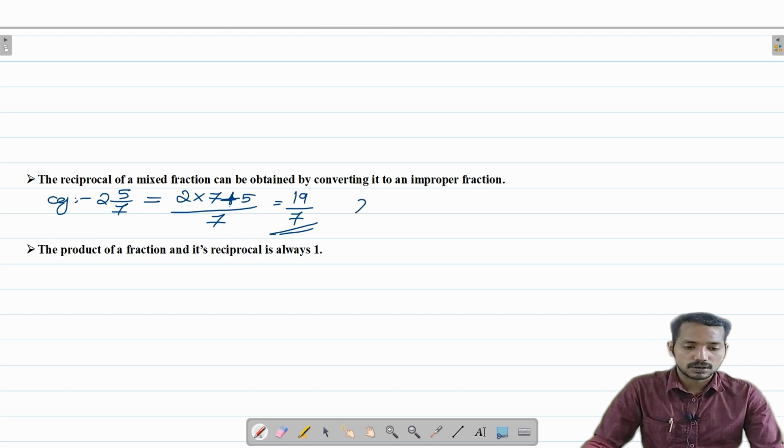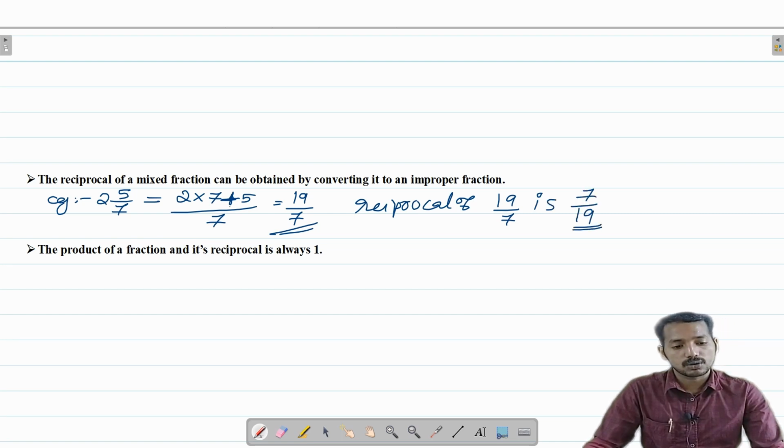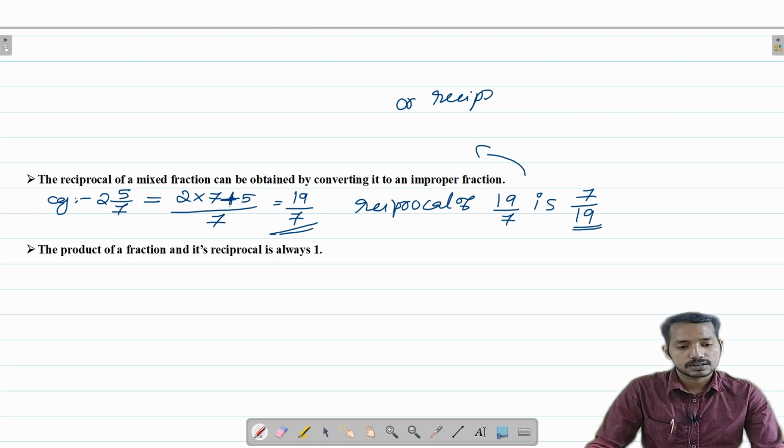Now the reciprocal of 19 divided by 7 is 7 by 19. Ultimately we can write, or we can represent, the reciprocal of 2 5 by 7 as 7 by 19.